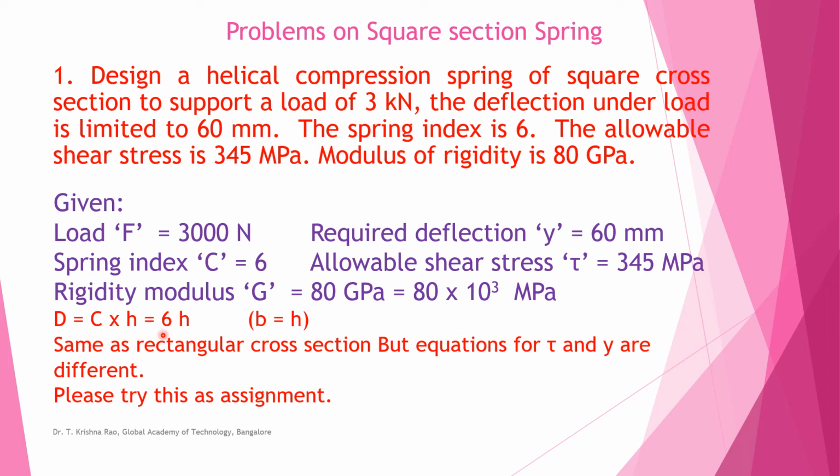So with this data, use the different equations of tau and y which are given for square cross section. Complete the problem trying the 7 steps you have done earlier. Please try this as an assignment.